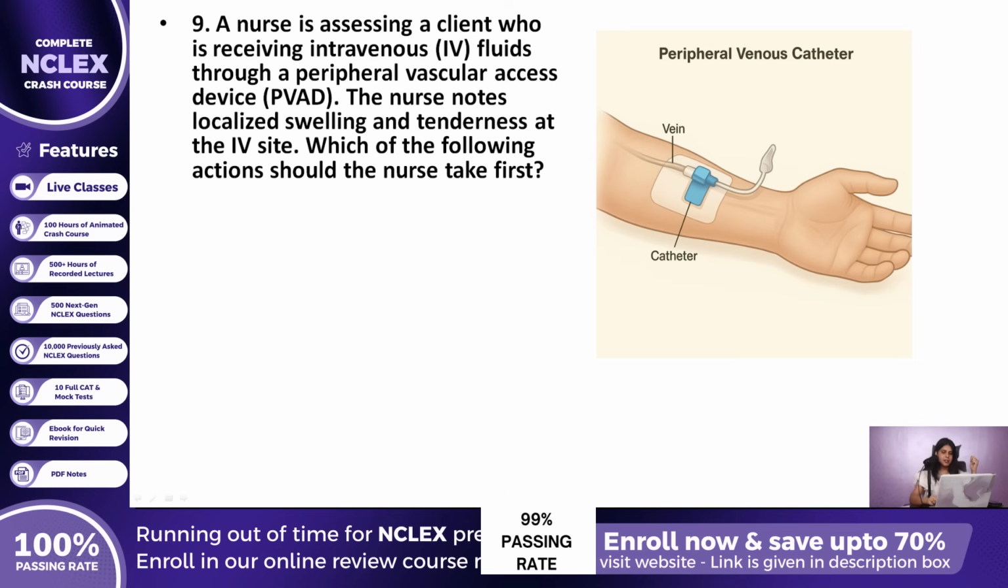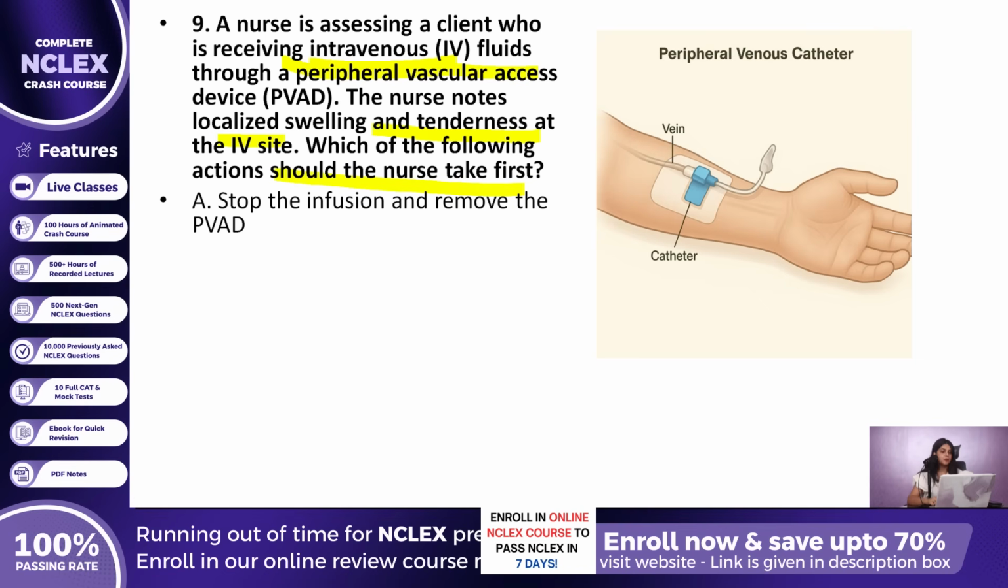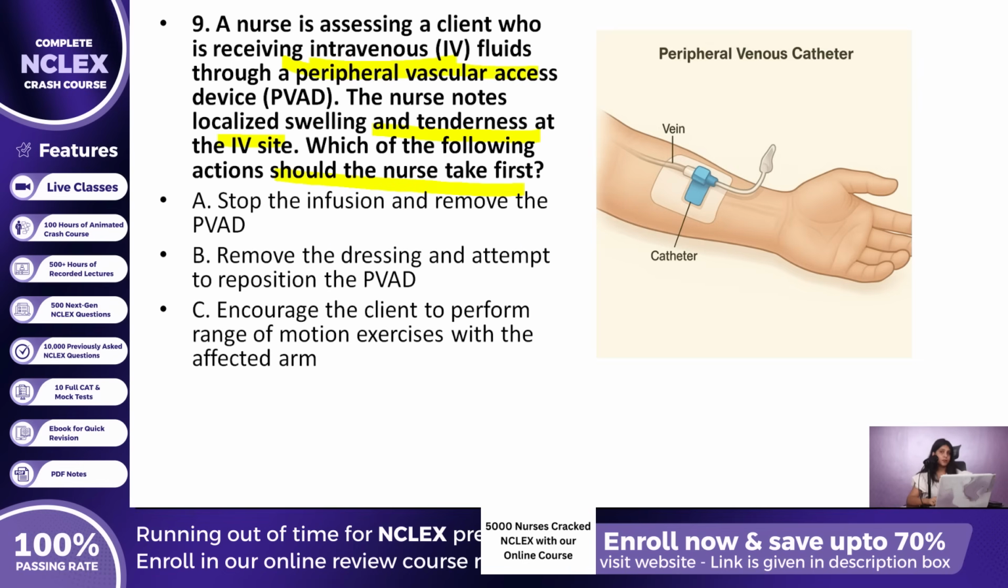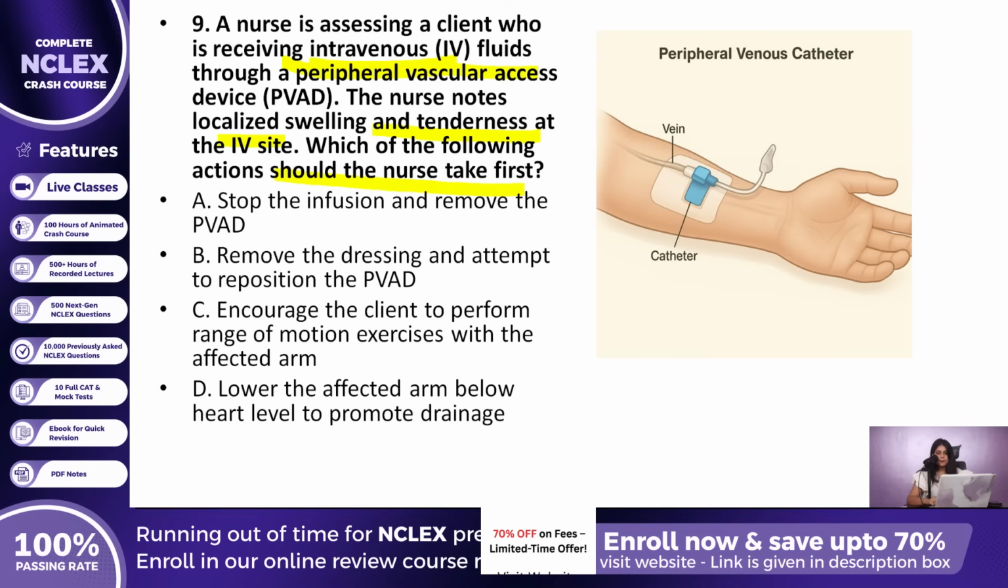Next, question 9. A nurse is assessing a client receiving intravenous fluids through a peripheral vascular access device when localized swelling and tenderness appear at the intravenous site. What should the nurse do first? The options are A, stop the infusion and remove the PVAD, B, remove the dressing and try to reposition the PVAD, C, encourage range of motion exercises with the affected arm, or D, lower the affected arm below heart level to promote drainage.